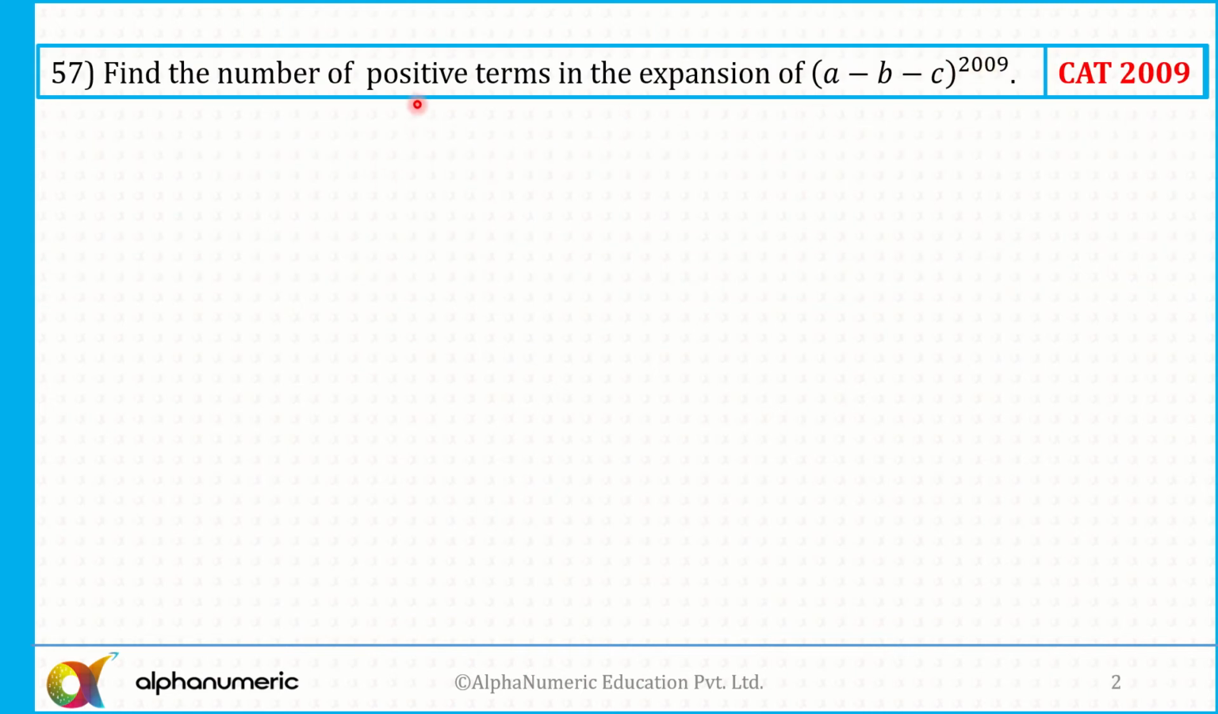If the question was simply finding the number of terms, we know the total number of terms is, as there are three variables, 2009 plus 3 minus 1, which is equal to 2011. So 2011 C2. So the total number of terms is 2011 C2. But the question is finding the total number of positive terms. So let's see how to find the positive terms.